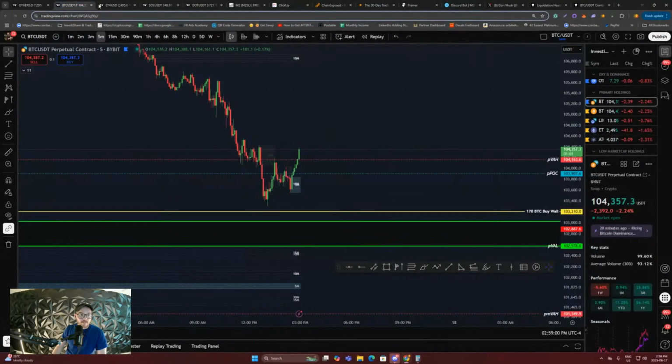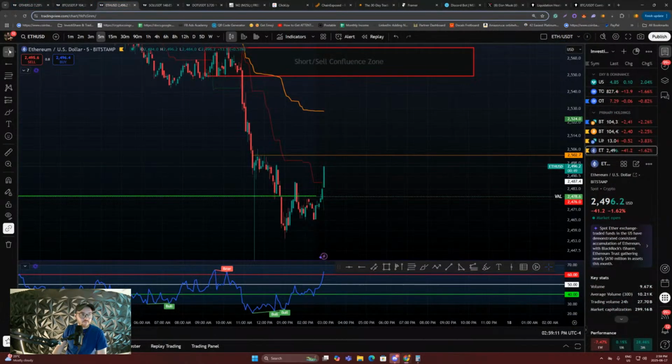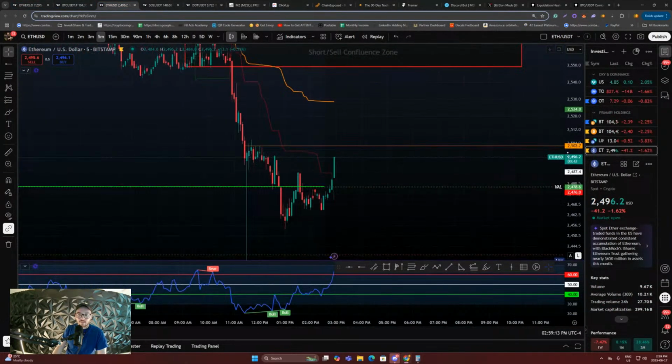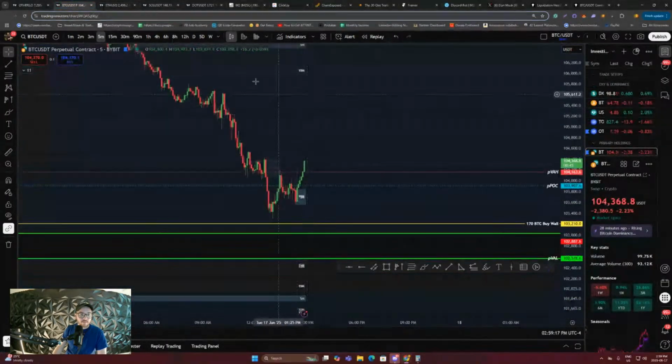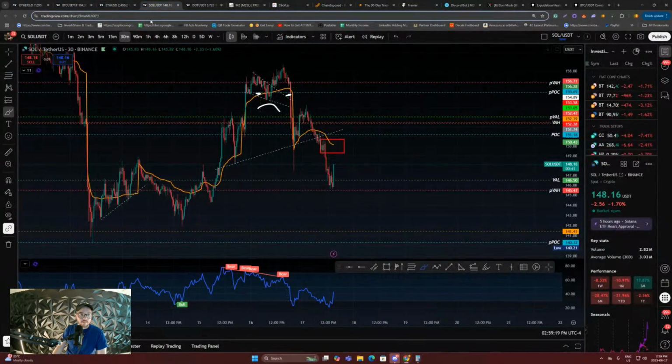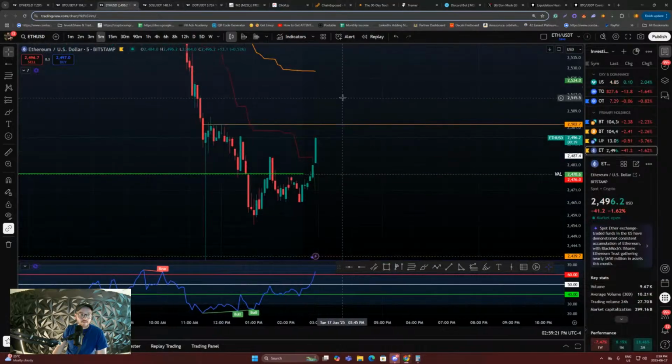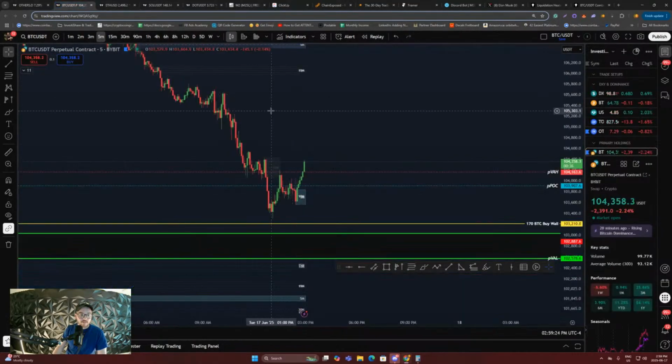Ethereum is running up. Bitcoin, a little bit slower. Money's flowing mostly into USD dominance. Intense. Yeah, hopefully it gives us a pullback. I'll jump in on the continuation.